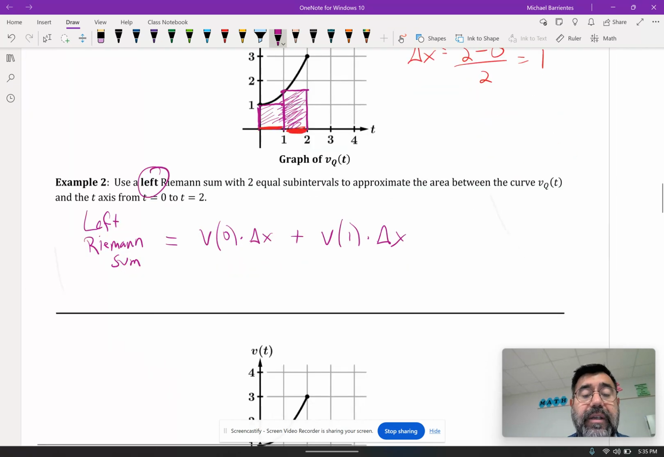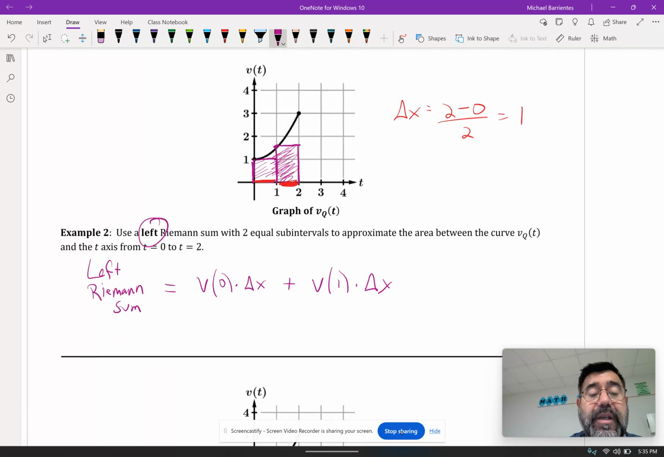Oh, okay. So then what is v of 0? Well, v of 0 is 1. And we know delta x is 1. Height is 1, base is 1. Plus, in this scenario, I don't know what the height is, except I have a formula, and so I can substitute it into the formula.